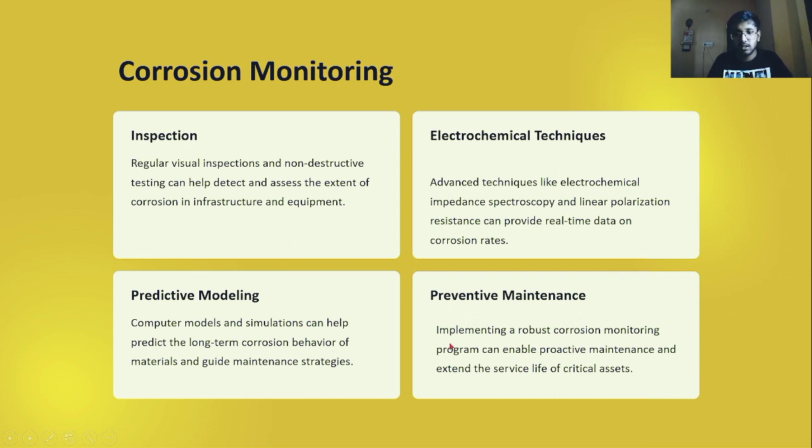Next, we have preventive maintenance. Implementing a robust corrosion monitoring program can enable proactive maintenance and extend the service life of critical assets. The critical assets which I mentioned are usually tanks, fighter jets, or any other things which may have a chance of getting corroded. So it is high time that we keep a monitoring system, which should be checked from time to time, so that there should be no problem.